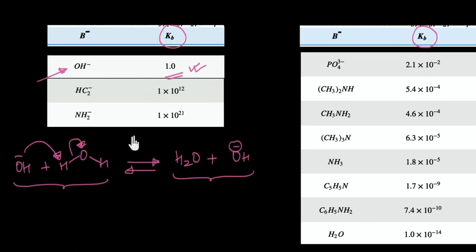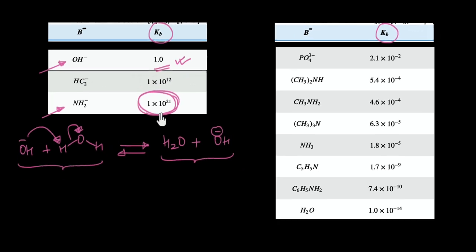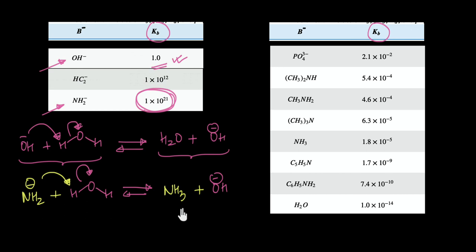Let's take a look at some other base. So we have amide out here, and amide has a KB value of 1 into 10 to the power 21. So the KB of amide is clearly much greater compared to the hydroxide ion. This means that for the reaction of amide in water to give ammonia and hydroxide, since this KB is much greater than 1, the forward reaction is much more favored compared to the backward reaction, right? In fact, this KB value is so high that if we do our calculations, we'll find that for all practical purposes, this reaction is almost 100% in the forward direction.